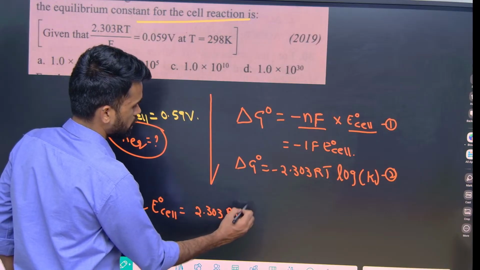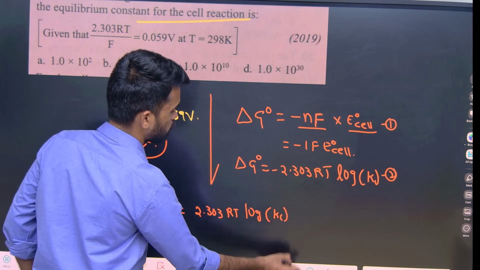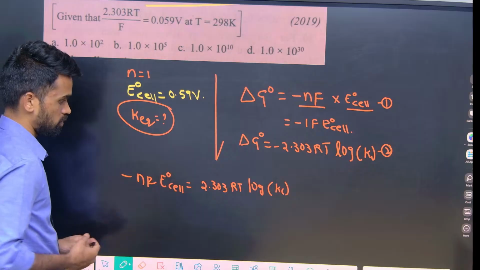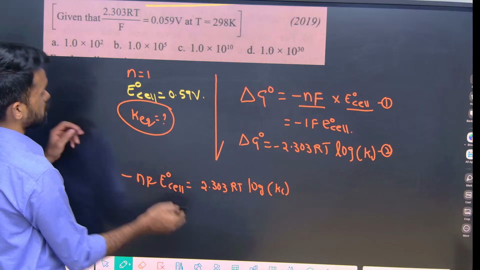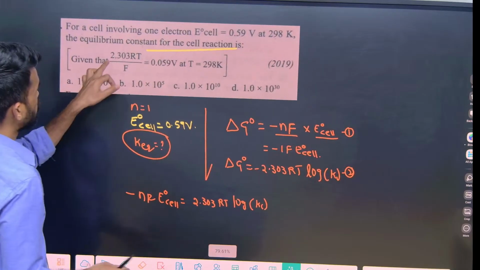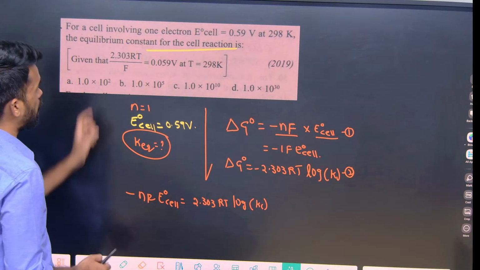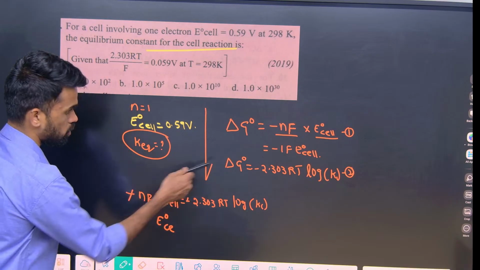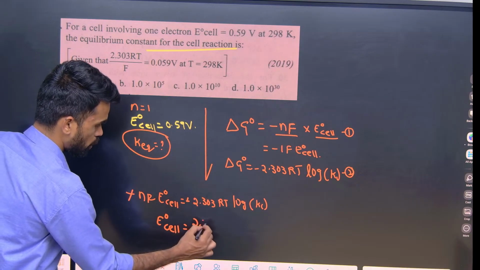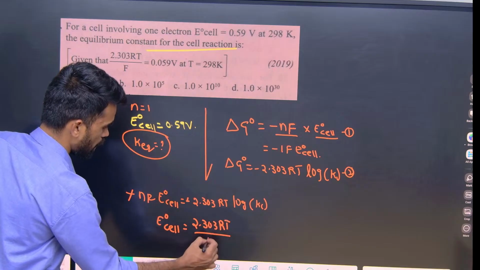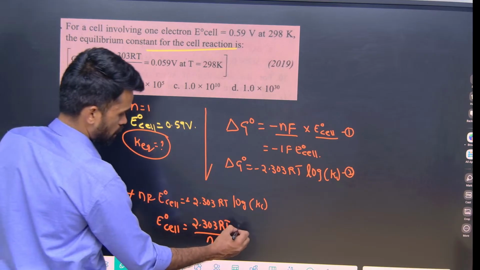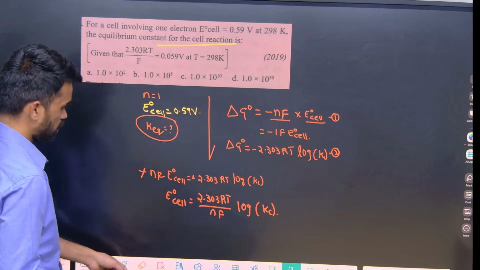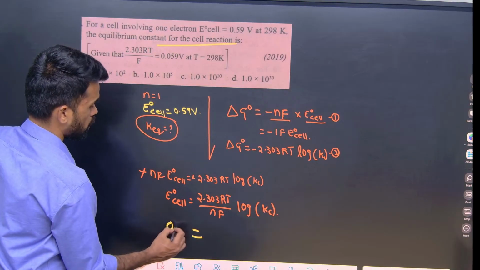2.303 RT log Kc. Actually you can get it from the Nernst equation from there itself. Anyways, everything is from the same point of view. Here, they have mentioned a value, 2.303 RT by F, as this much. So here I am writing E naught cell is equal to, removing the minus on both sides, 2.303 RT by NF, log Kc. From here you can see what is the E naught cell value mentioned, this is 0.59.